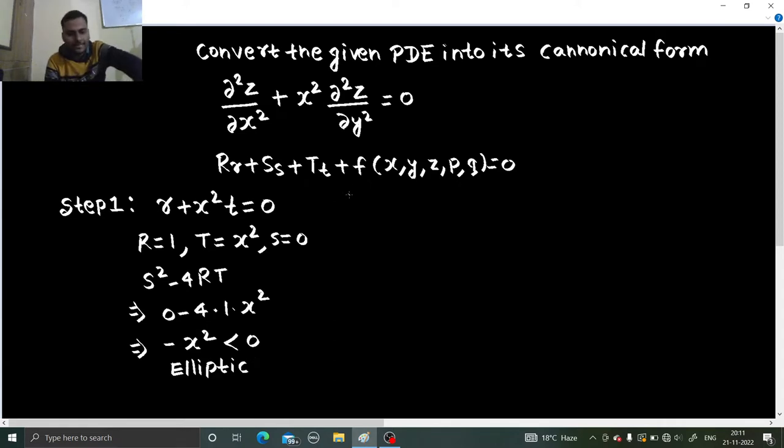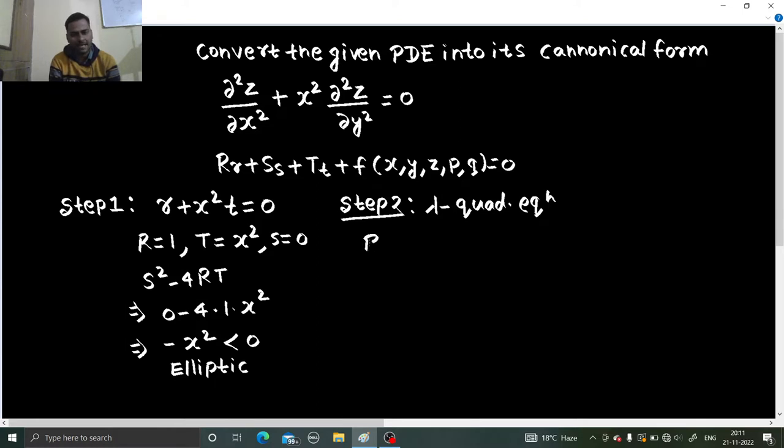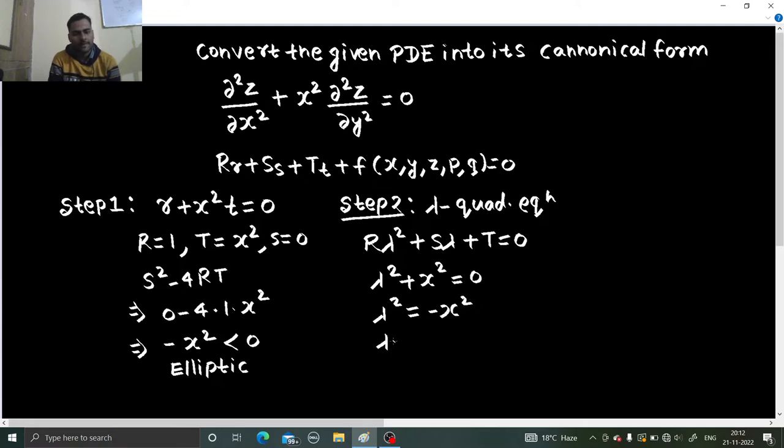Now let's move on to step number 2. What we do in step number 2, we write the lambda quadratic equation, which is r lambda square plus s lambda plus t equals to 0. So r is 1, so lambda square, s is 0, and t is x square. Let's solve this. So lambda square equals to minus of x square, so lambda equals to plus minus iota x.